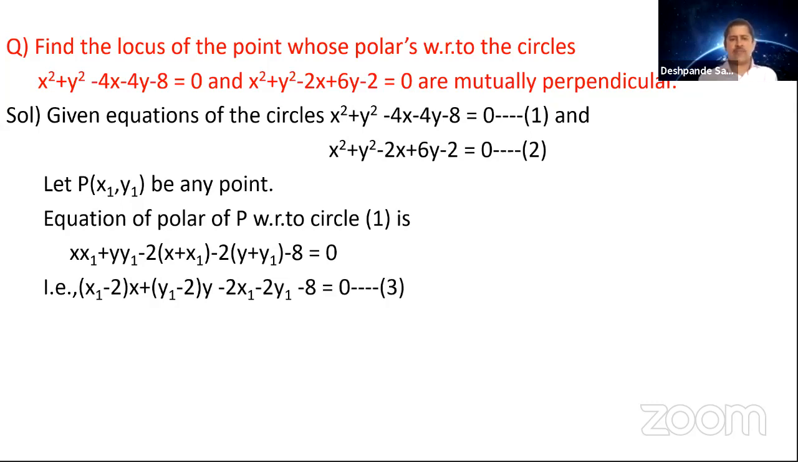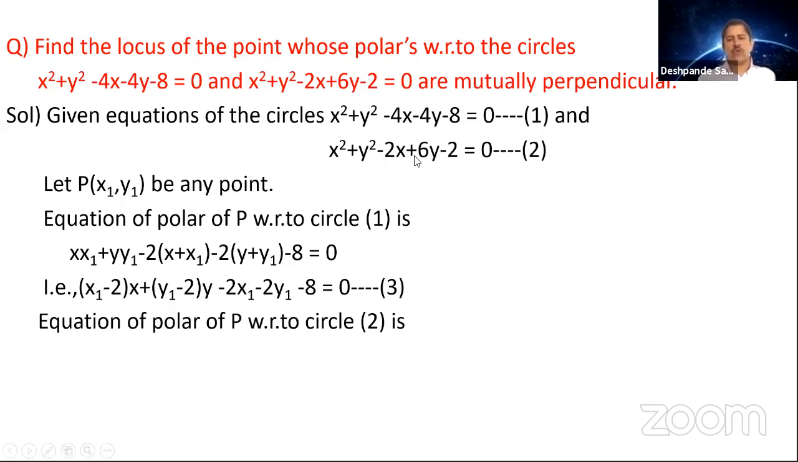Likewise, you are going to find the polar of the second circle also with the same point. So the equation of the polar of P with respect to circle 2. For circle 2, here 2g is -2, 2f is 6 and the c value is -2. So what is the value of g here? The g value should be half of this, -1. The f value is 3 and the c value is -2. So it is (x1 + y1 - 1)... x x1 - (x + x1) + 3(y + y1) - 2 = 0.